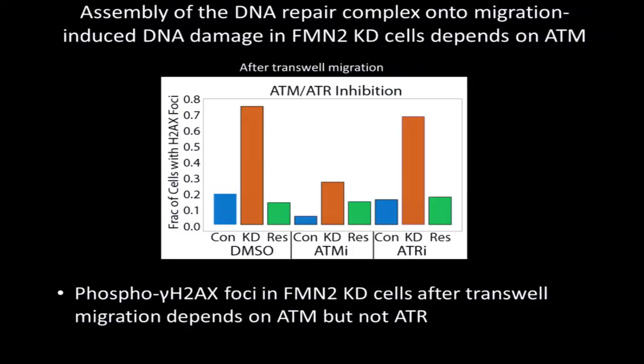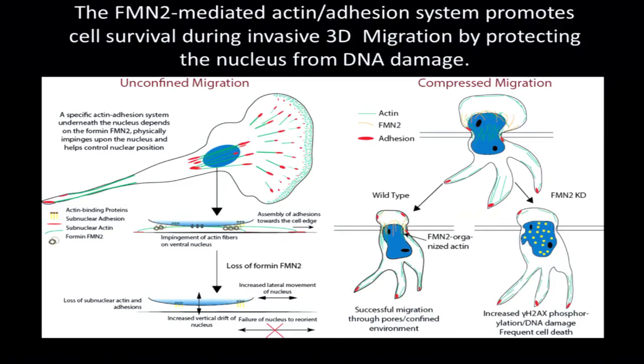And we used an ATM and ATR inhibitor and basically found that the assembly of this repair complex onto the double-stranded breaks depends on ATM. So you're probably getting DNA damage here, you're just not assembling the repair complex. This is sort of crazy.